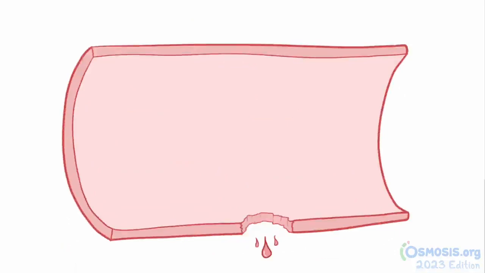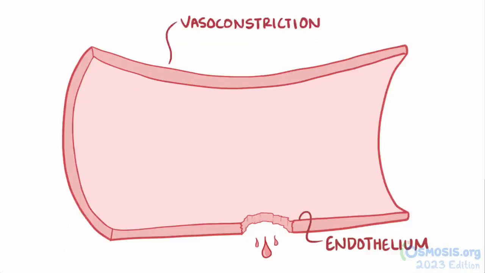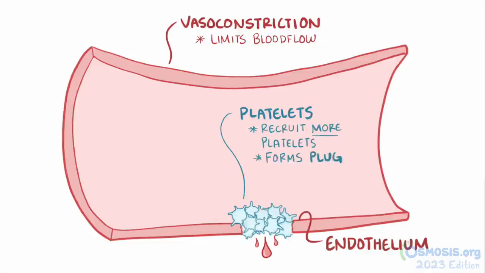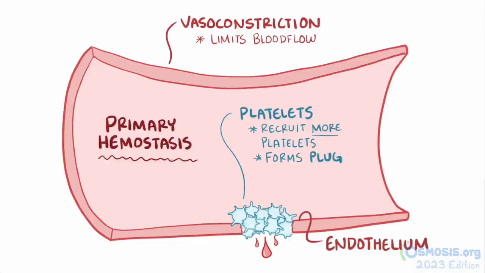Normally, after a cut and damage to the endothelium, or the inner lining of blood vessel walls, there's an immediate vasoconstriction or narrowing of the blood vessel, which limits the amount of blood flow. After that, some platelets adhere to the damaged vessel wall and become activated, and then recruit additional platelets to form a plug. The formation of the platelet plug is called primary hemostasis.